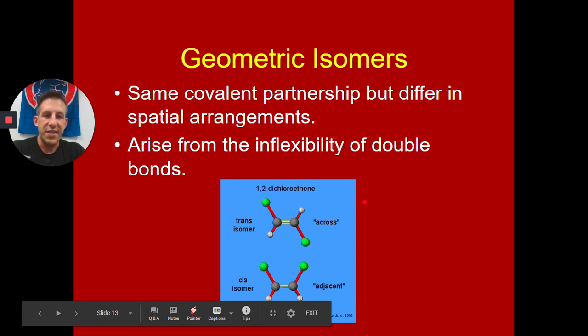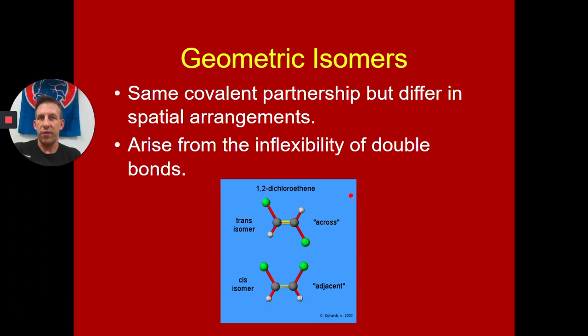Now the difference comes, and let's qualify it and say these both have the same chemical formula. There are 2 C's, 2 H's, and 2 chlorines. This is something known as 1,2-dichloroethene. Both of them are called 1,2-dichloroethene, but they are different from one another based on where the chlorine atoms happen to be. That is what they're talking about by having the same covalent partnership but different spatial arrangements. These chlorines are arranged differently in space.